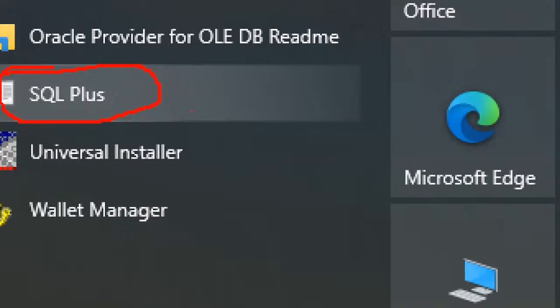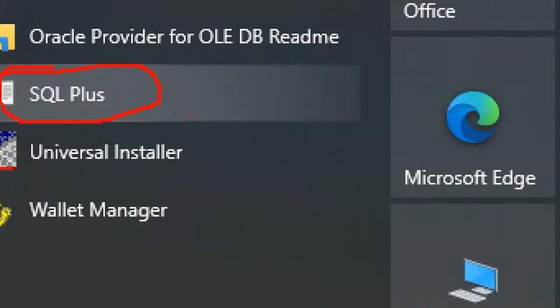What is this tool? What is that server? How will it be connected? What is the username? What is the password? Like this. SQL Plus is a tool. This is a default tool. Again, SQL Developer is a tool. That is a GUI tool. That tool also you can install, not a problem.